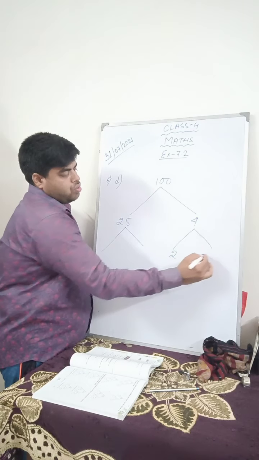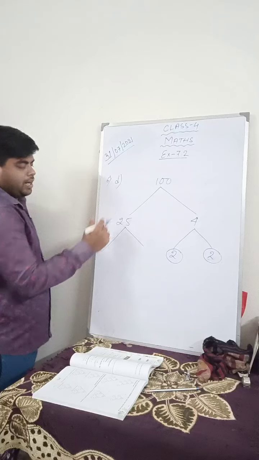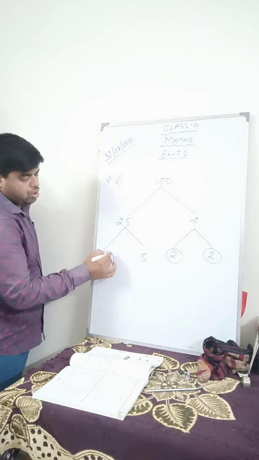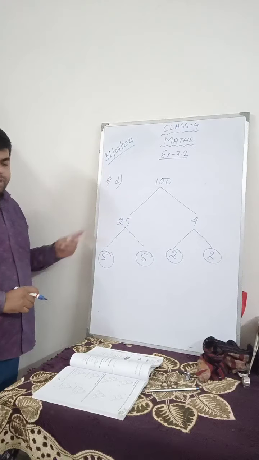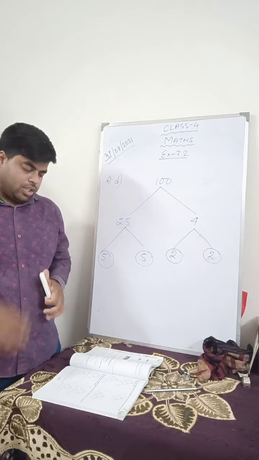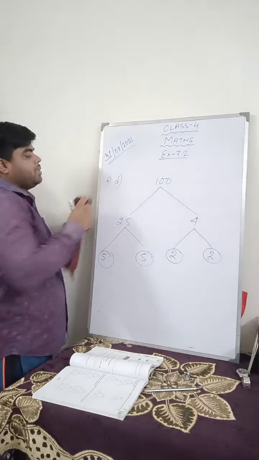So 2 2s are 4, it already becomes a prime number, so you will circle it. And 25, 5 into 5 is 25, so 5 is also a prime number. So this becomes your answer. So I hope you have understood this, children. Now let us move to question number 7.